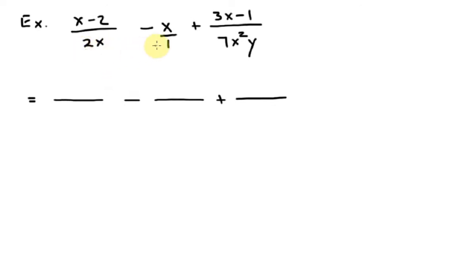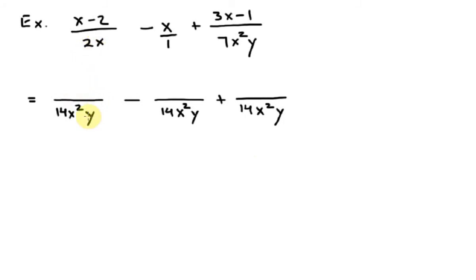There's a 2, a 1, and a 7. So I think the smallest number I can build up is 14. So all of these are going to have a 14 on the bottom. Then I got an x and an x squared, so I'm kind of stuck with a couple of x's. So x squared is also part of my common denominator. And then I got a y over here, and that's it for y's, but you can't get rid of stuff. You can only build it up. So looks like I'm stuck with a y in the mix as well.